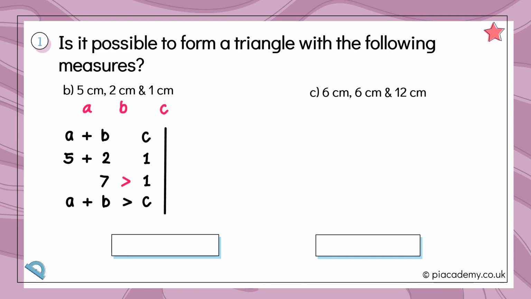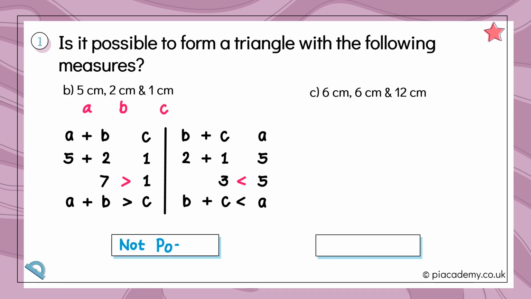Now let us check for B plus C and A. We get 2 plus 1 and 5. Or we can say that 3 less than 5, giving us B plus C less than A. But for a triangle, it must be the opposite. Thus, such a triangle is not going to be a possible one.